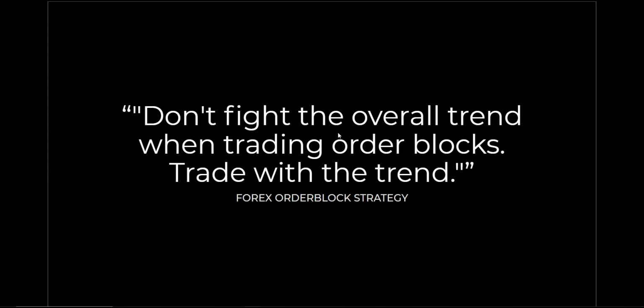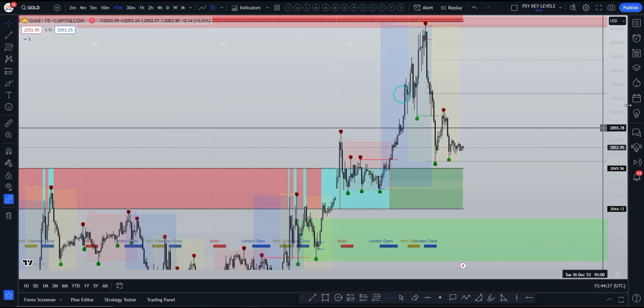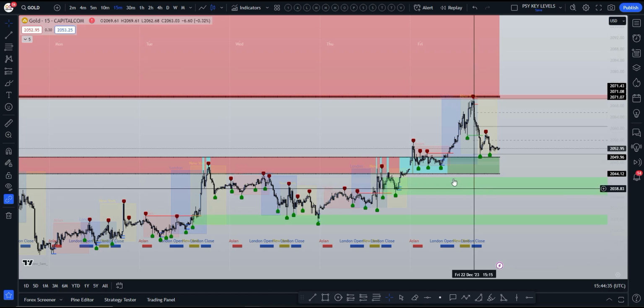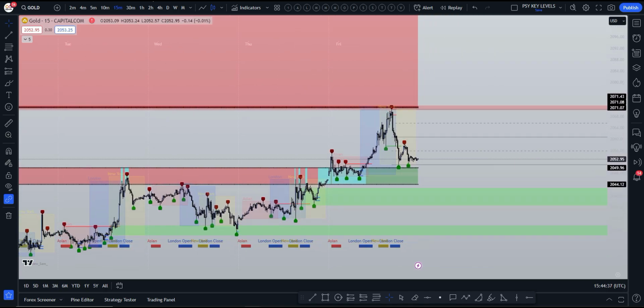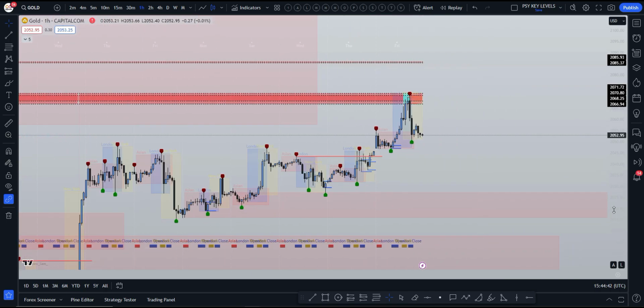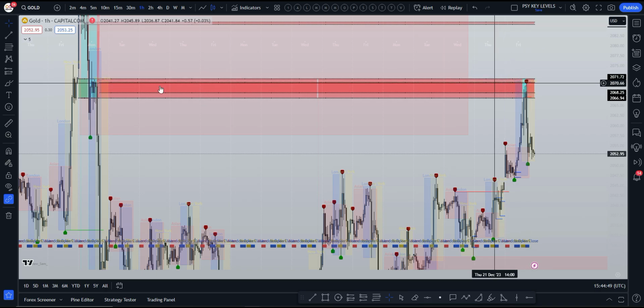Now this one is on gold, guys, again on the 15-minute time frame. The thing with these order blocks, I just want to quickly get into this. Even if I was to go on the 1 hour, this will make it a bit easier for you guys. Okay, here we can see a bearish order block formed here from the past.